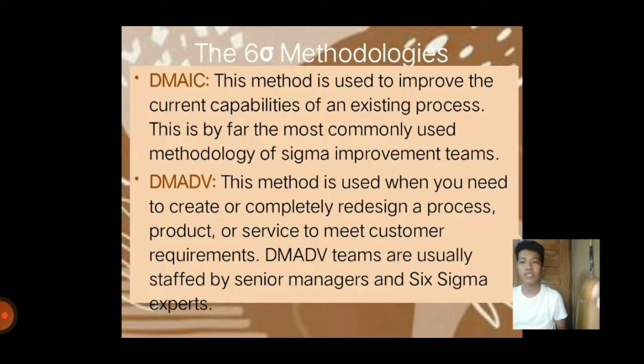Yung Six Sigma methodologies, meron siyang dalawang method: DMAIC and DMADV. For the DMAIC, this method is used to improve the current capabilities of an existing process. This is by far the most commonly used methodology of Six Sigma improvement teams. It's used primarily for improving existing business processes: define, measure, analyze, improve, and control.